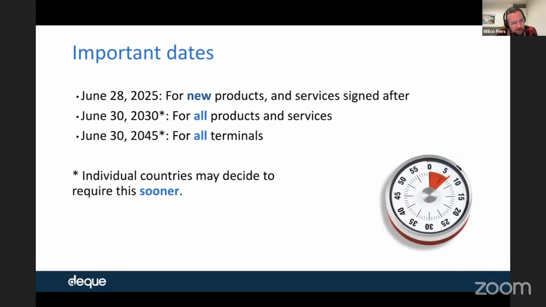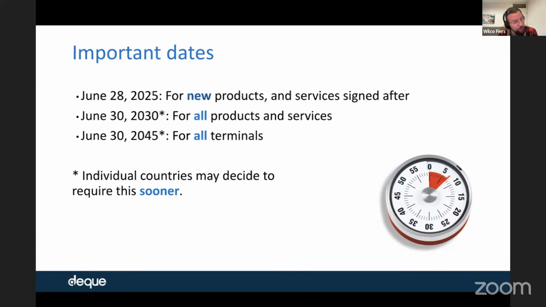Some important dates to be aware of. The big one is June 28th, 2025. New products have to comply with the EAA by that date, and services signed after that date as well. So if you've got an existing contract to offer a certain service, no, but if a contract's agreed on after that, yes, the EAA applies to that. Once it hits June 30th, 2030, it's across the board, all products and services.